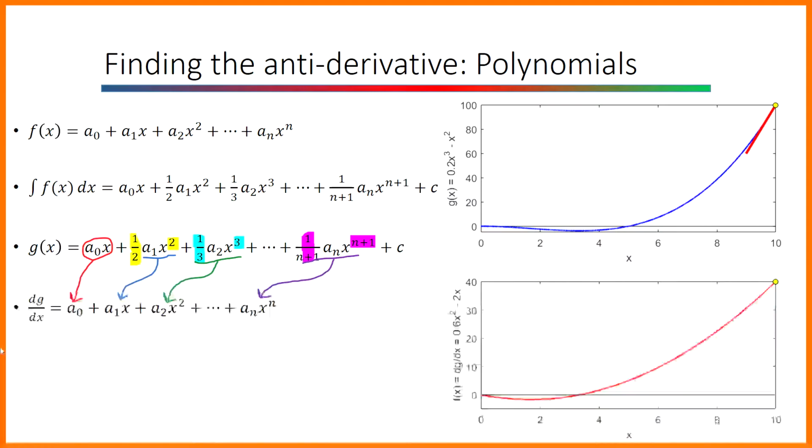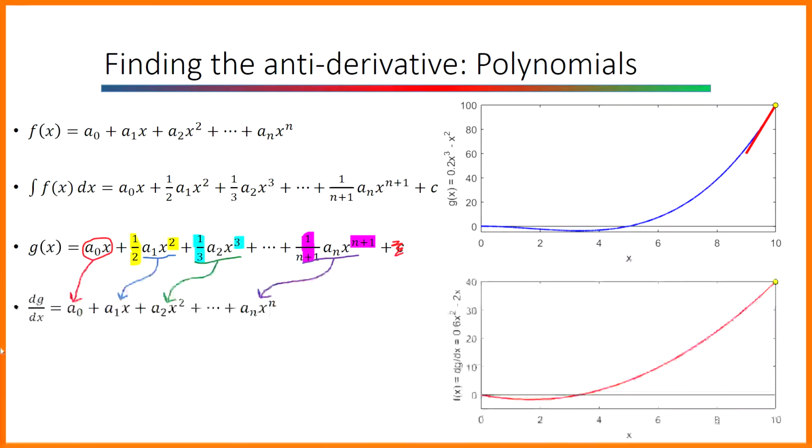And finally, we know that the derivative of the constant c is 0, so that just goes away. And we find that the derivative of g of x is equal to our original function f of x. So this all works. But let me mention one other thing. This works even if those exponents are negative. For instance, the derivative of x to the negative 2 is negative 1 times x to the negative 1.